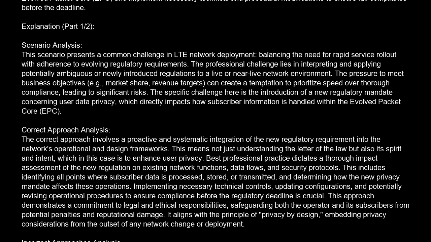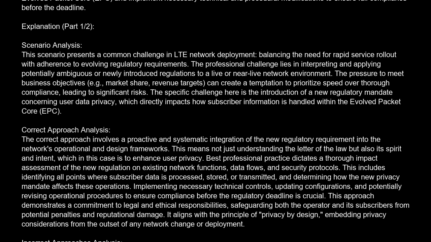Best professional practice dictates a thorough impact assessment of the new regulation on existing network functions, data flows, and security protocols. This includes identifying all points where subscriber data is processed, stored, or transmitted, and determining how the new privacy mandate affects these operations. Implementing necessary technical controls, updating configurations, and potentially revising operational procedures to ensure compliance before the regulatory deadline is crucial. This approach demonstrates a commitment to legal and ethical responsibilities, safeguarding both the operator and its subscribers from potential penalties and reputational damage.